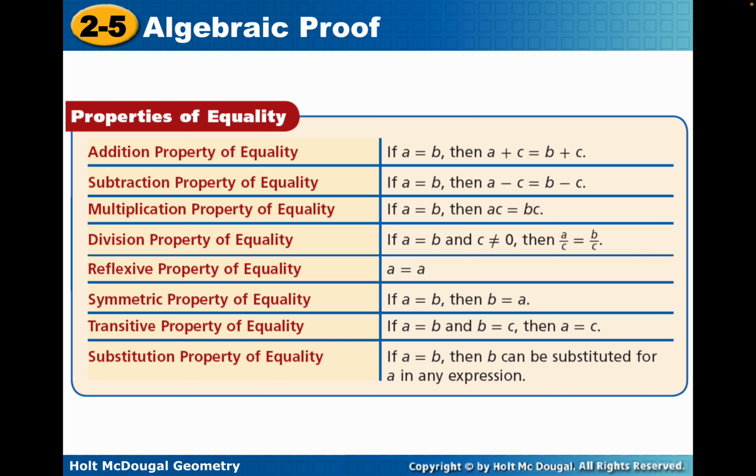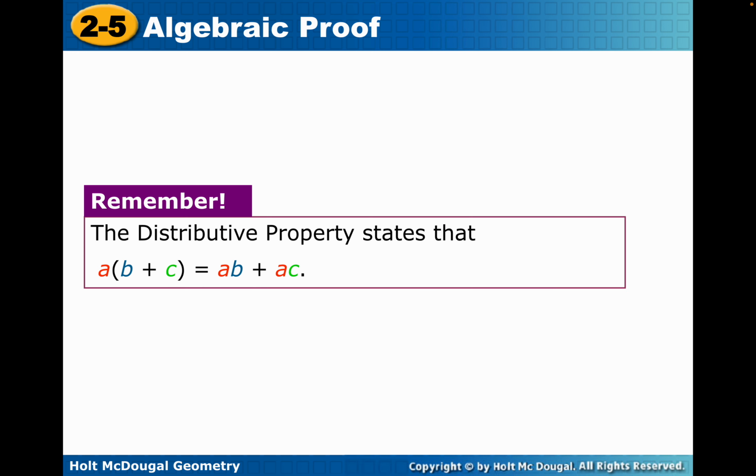Okay, our last one is distributive property. I'm going to go ahead and move to that one. So this just states, you're just distributing that a, so therefore ab plus ac is the same as a times b plus c.